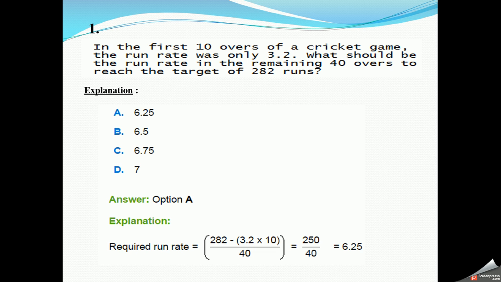When we add 40 plus 10, we get 50, and the overall target is 280. It means the overall runs in 50 overs is 280. To find the remaining runs in 40 overs, we subtract the 32 runs from 280, and we get 250. 250 is the runs in the remaining 40 overs. To find the run rate in the remaining 40 overs, simply divide 250 by 40. So we get 6.25 as the run rate in the remaining 40 overs.